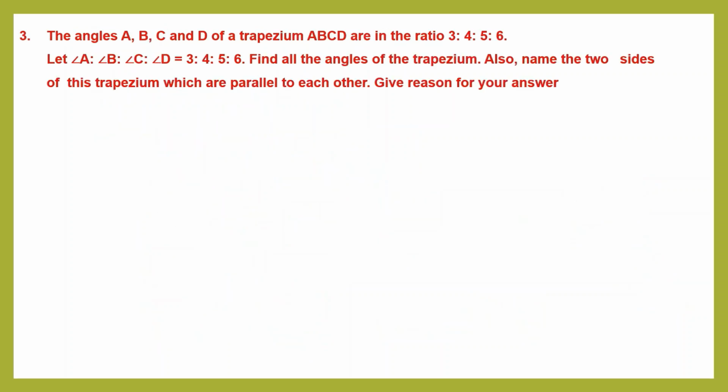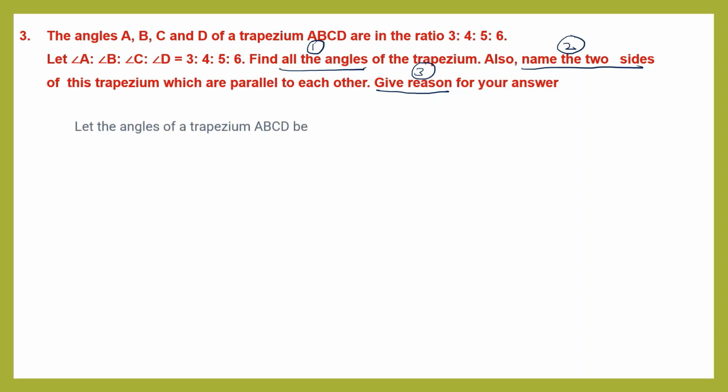Question 3. The angles ABCD of a trapezium ABCD are in the ratio 3:4:5:6. So let A is to B is to C is to D be 3:4:5:6. Now what are we supposed to do? We have to find all the angles of the trapezium, and we also have to name the two sides which are parallel and give reason. So three parts. First part is find all the angles. Second is name the two sides that are parallel, and third is give a reason for your answer.